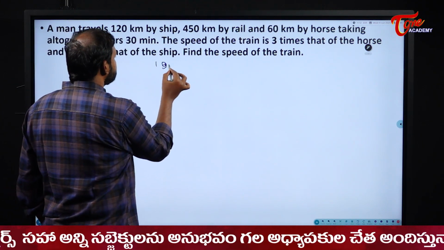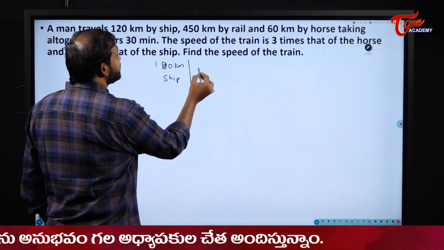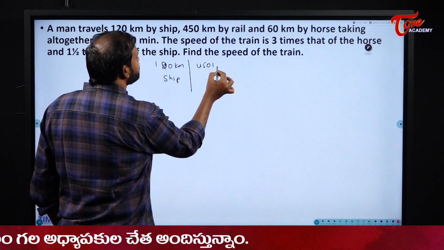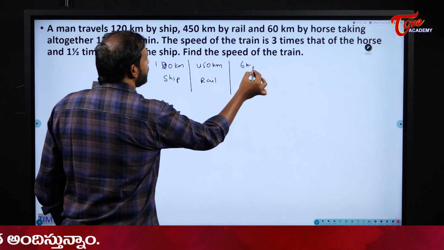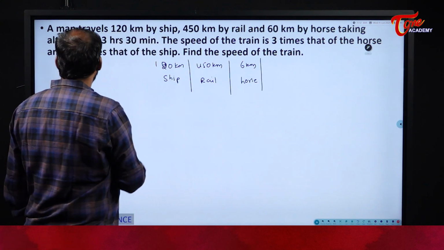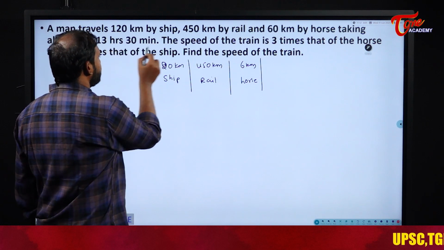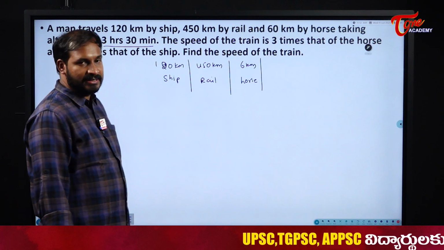120 kilometers by ship. Okay, next he is going 450 kilometers by rail, and 60 kilometers by horse. Taking altogether 13 hours 30 minutes. That means the time taken to travel this total distance is 13 hours 30 minutes.